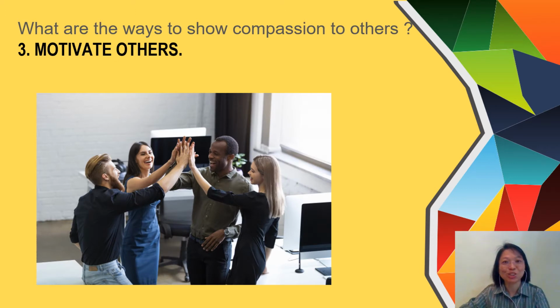Okay, third way to show compassion to others is by motivating others. If you look at the picture here, there are 4 friends here. They are giving high five to each other. Why do they give high five to each other? Because they want to tell each other that they can do better. They want to remind each other that they can work together. There's nothing difficult for them to achieve something that they want.